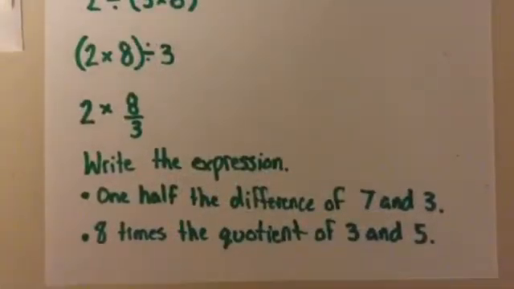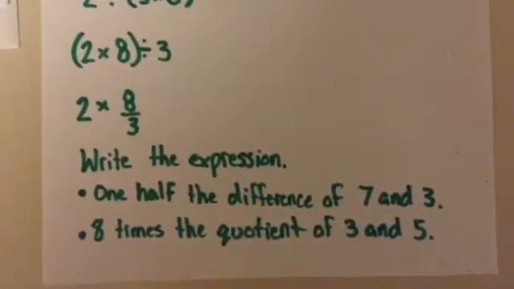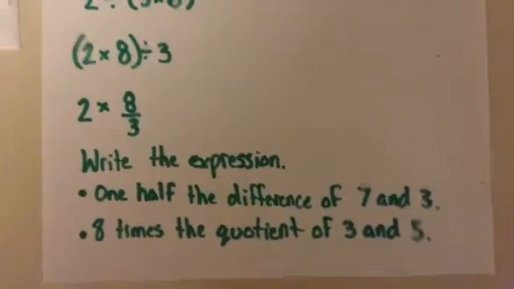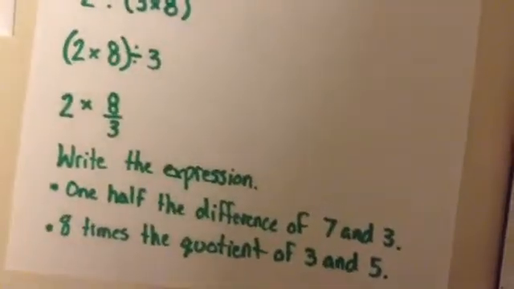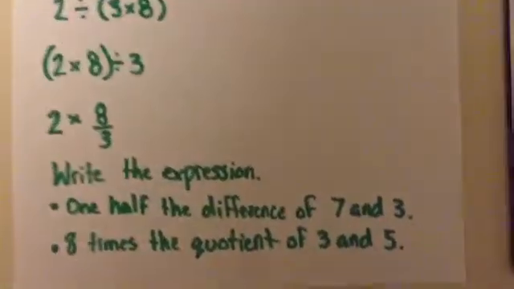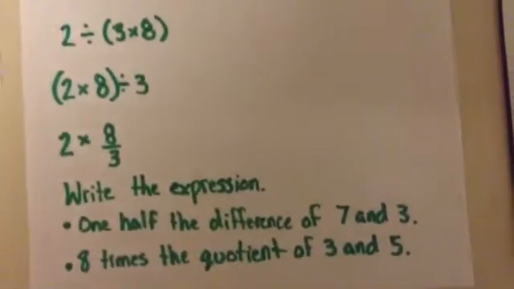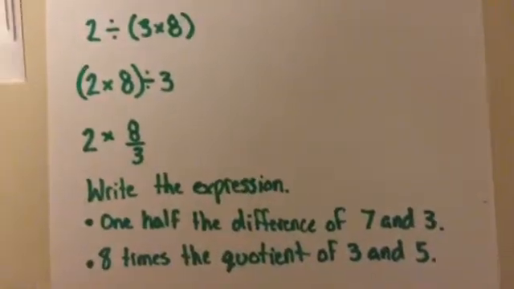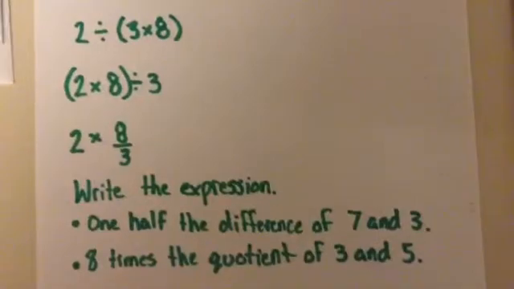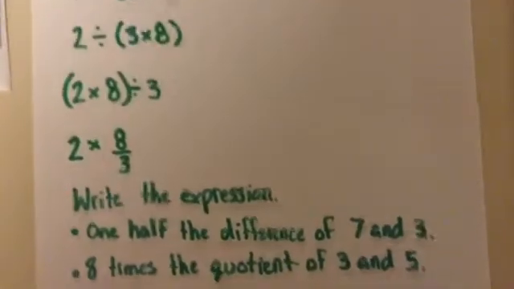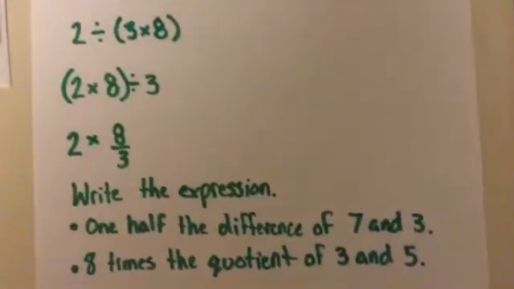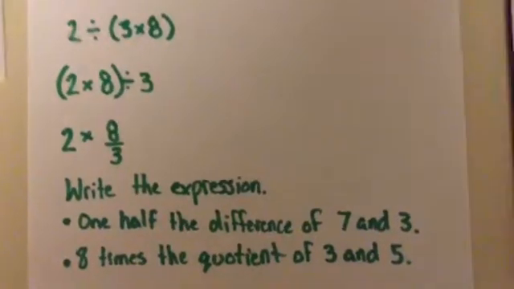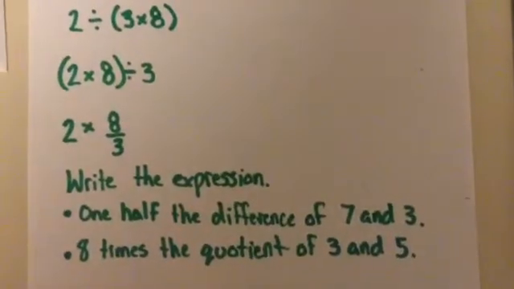Alright, now to the last two questions on the second page. Write the expressions. When we write expressions, we're looking for math words. So the first one, 1/2 the difference of 7 and 3. The word difference means subtract, but not only does it mean subtract, it means the answer to a subtraction problem. Therefore, you would have to do the subtraction first.